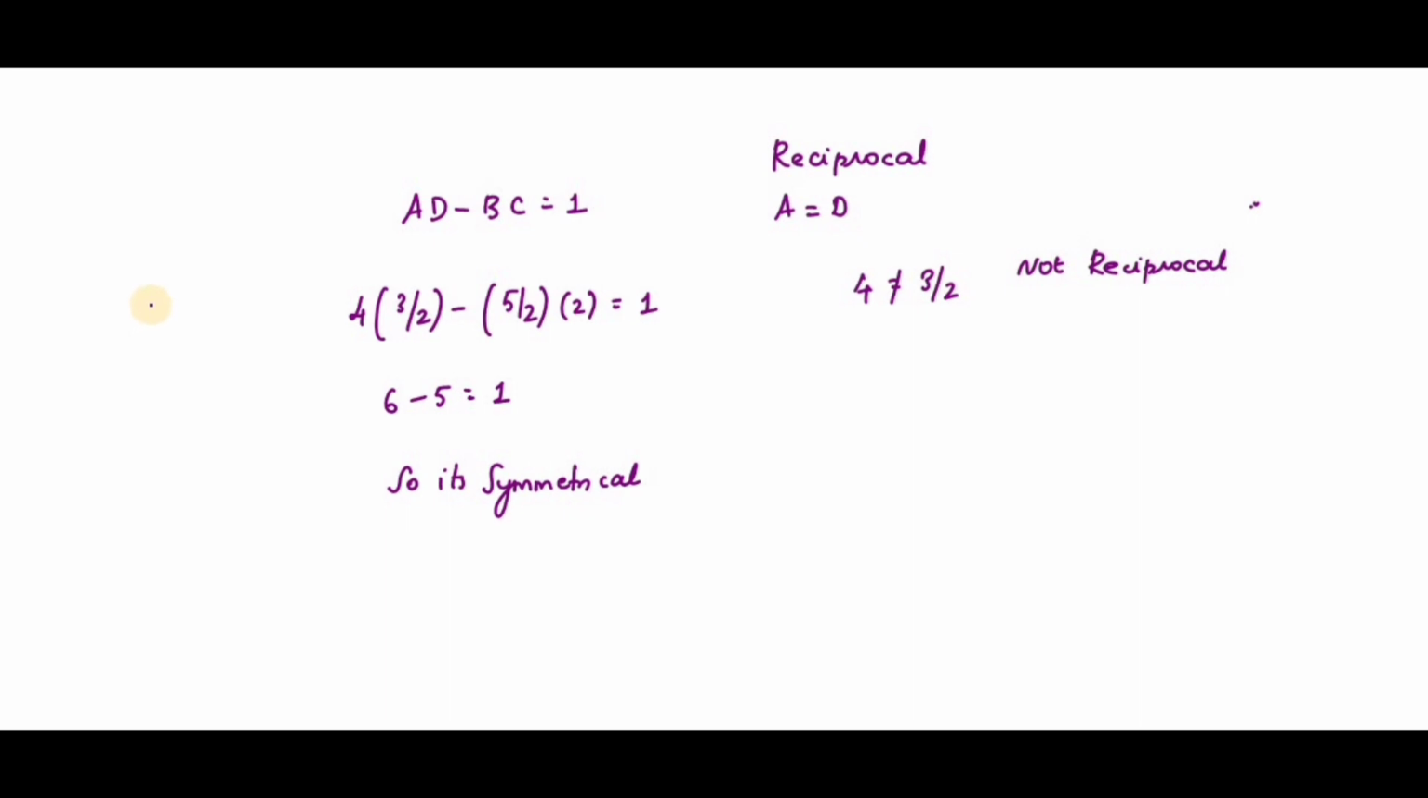Next, to find whether it is reciprocal or symmetrical, we know that for reciprocal, A is equal to D. The A value is 4 and the D value is 3 by 2. Both are not equal, so it is not reciprocal. Next, for symmetrical, AD minus BC is equal to 1. A is 4 and D is 3 by 2. Likewise, B is 5 by 2 and C is 2. So you will get 6 minus 5, that is equal to 1. So it is symmetrical.